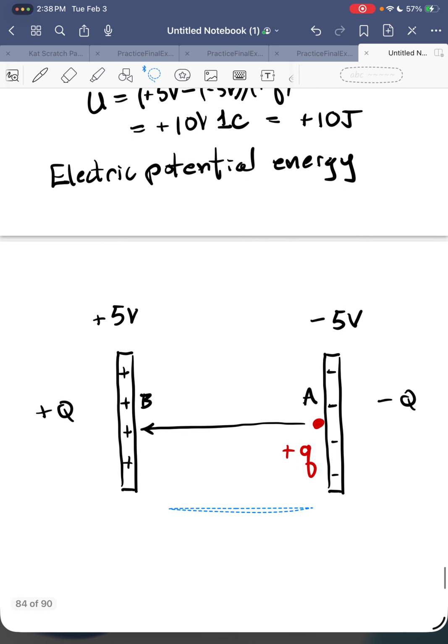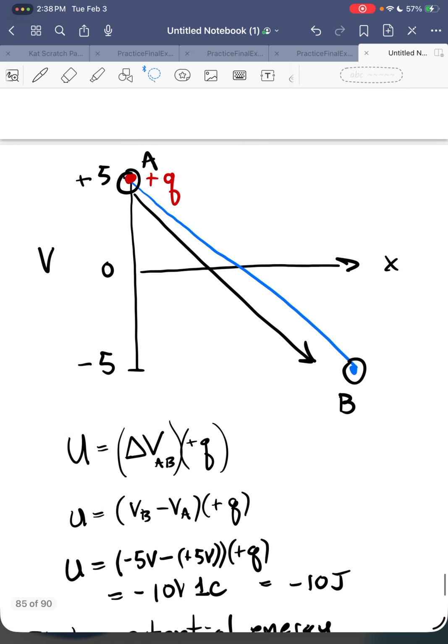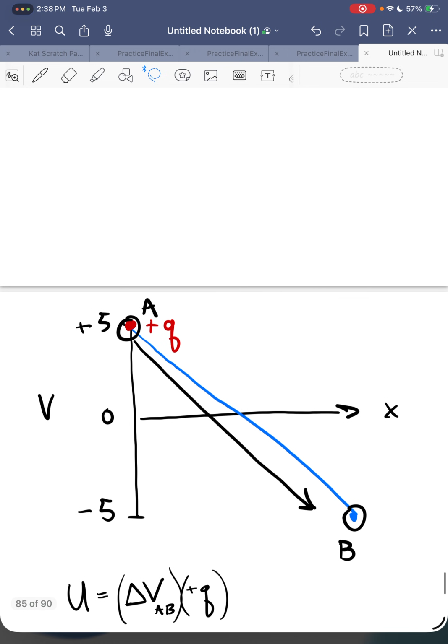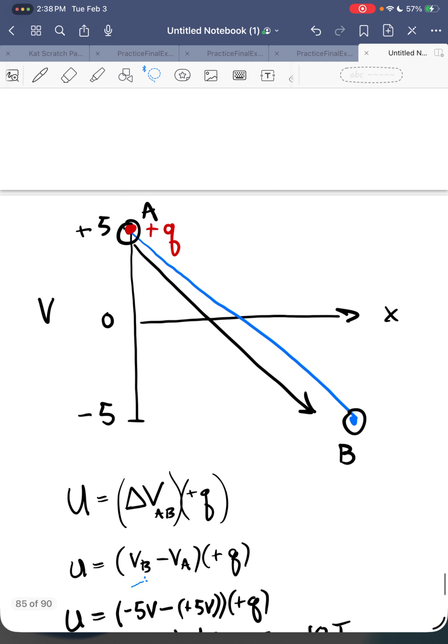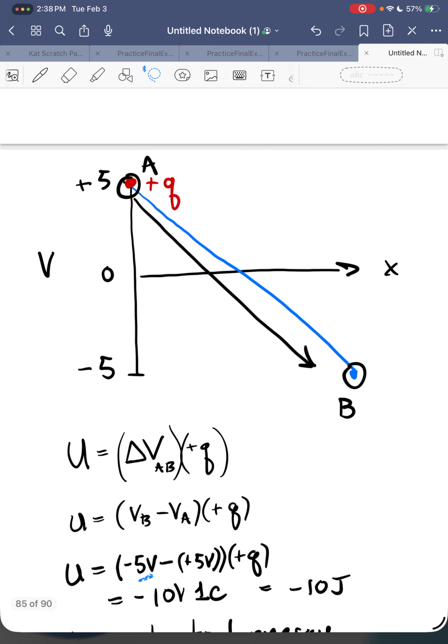Let's do another example. What if we take that charge and move it in the opposite direction? We're going to start out with this charge up at 5 volts, and we're going to move it down to negative 5 volts. And again, the electric potential energy is given as the difference between the voltages between A and B times the charge, being careful to keep track of its sign. So the second place I land is B, and the first place I started out is A, so it's got to be VB minus VA. What's the potential at B? Potential at B is minus 5 volts, minus the potential at A, which is plus 5 volts.